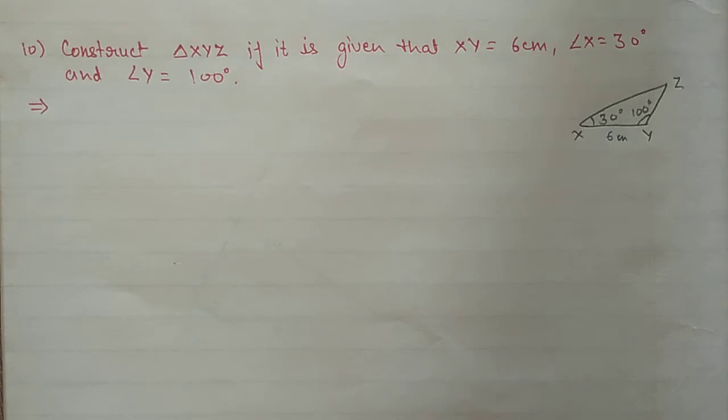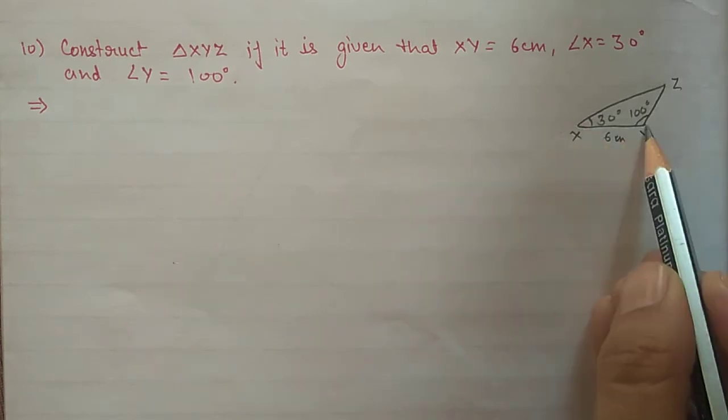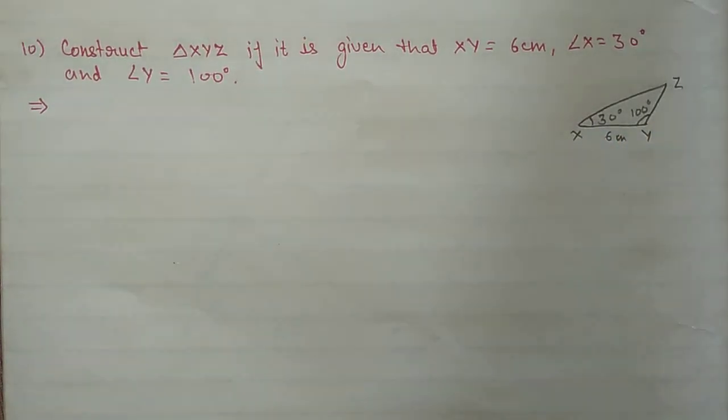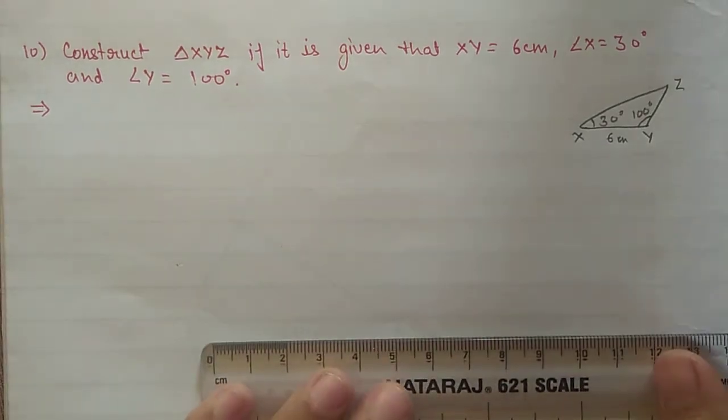Next question number 10. Construct triangle XYZ if it is given that XY is equal to 6 cm, angle X is 30 degree and angle Y is 100 degree. So baseline is XY, one angle 30 and one angle 100 degree. So first we will draw 6 cm.